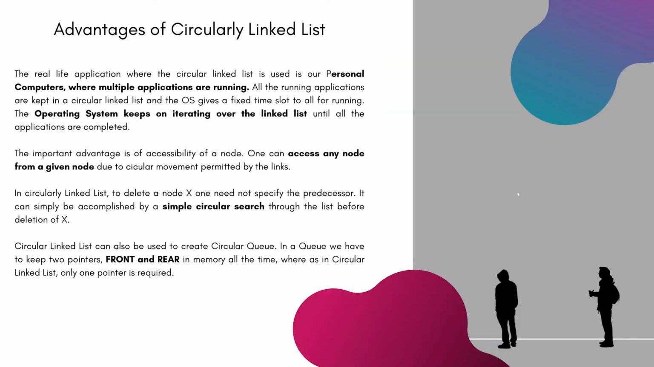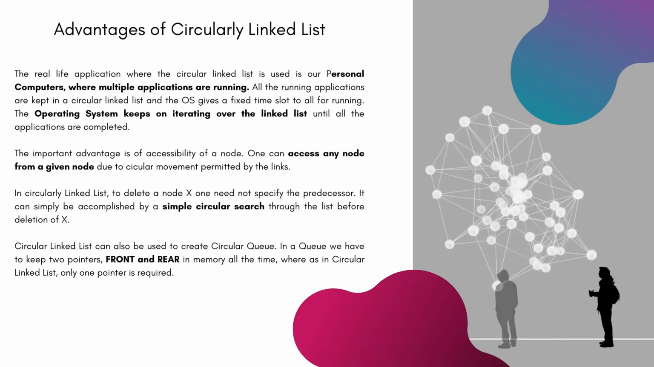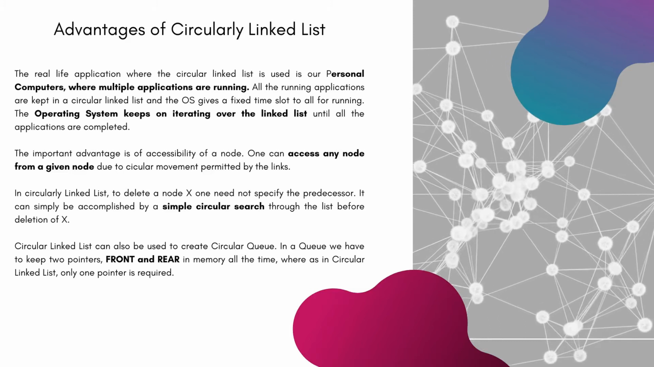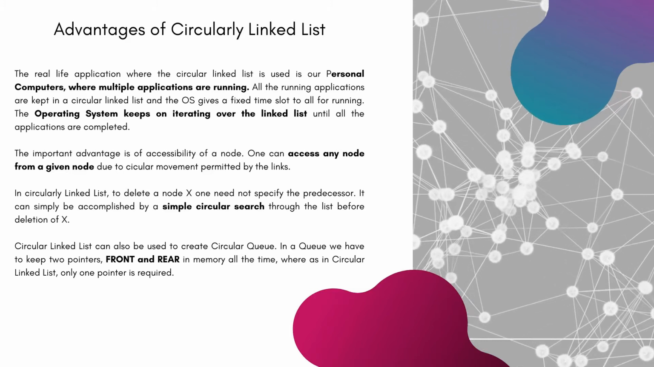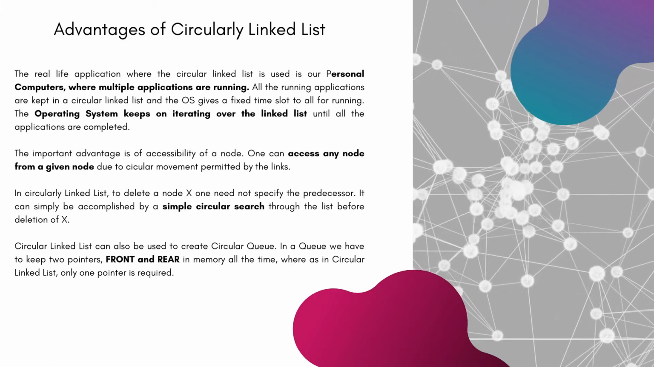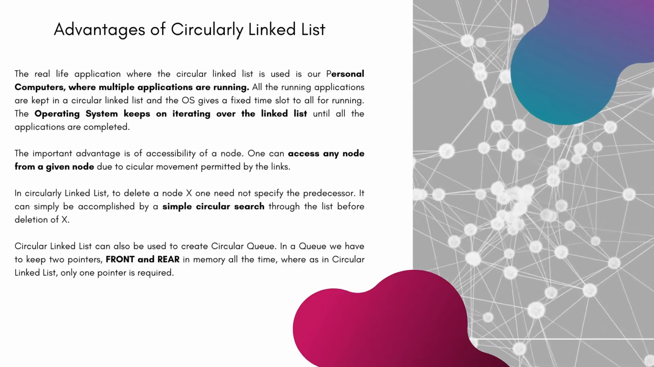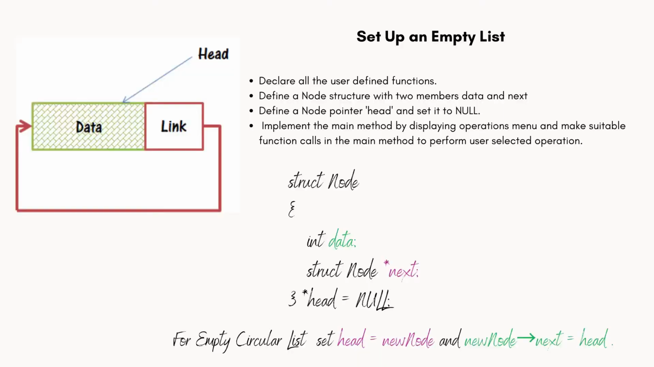A circular linked list can also be used to create a circular queue. In a queue, we have to keep two pointers, front and rear, in memory all the time. Whereas in a circular linked list, the best part is only one pointer is required. The concept of queues will be covered in the forthcoming episodes of Data Structures and Algorithms.